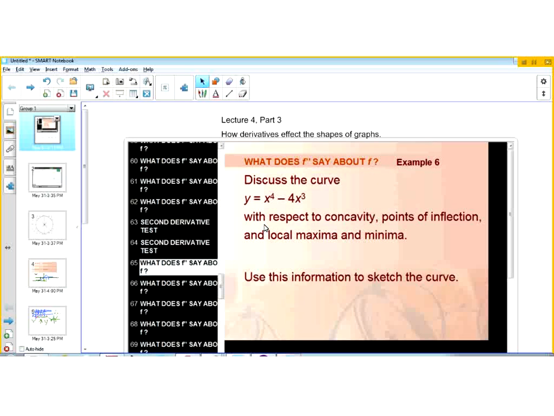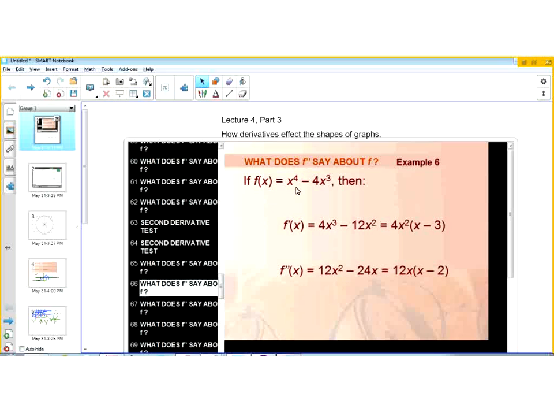Let's see, x to the fourth minus 4x cubed. I think we sketched this on the first day of class. We want to discuss this curve with respect to concavity, points of inflection, local mins, and local maxes, and then draw the picture without a graphing tool. So f of x is equal to this. The first derivative is 4x cubed minus 12x squared, which is equal to 4x squared times x minus 3. And the second derivative is here. So there you have the calculations.